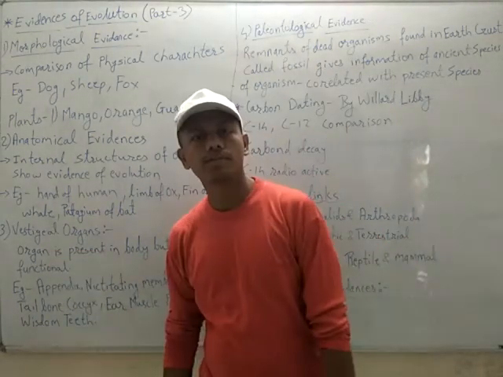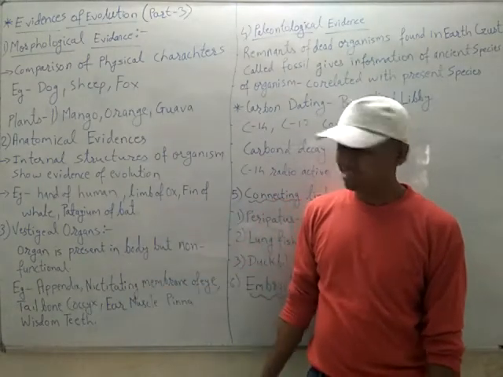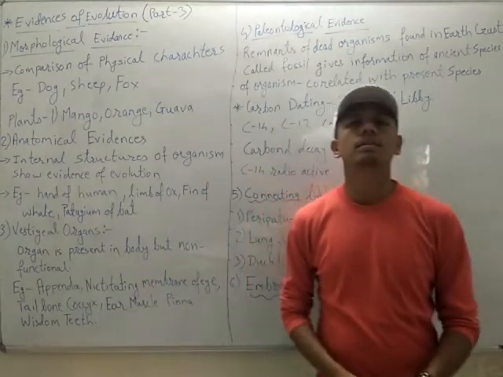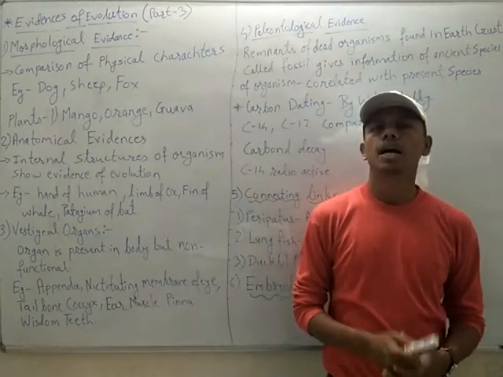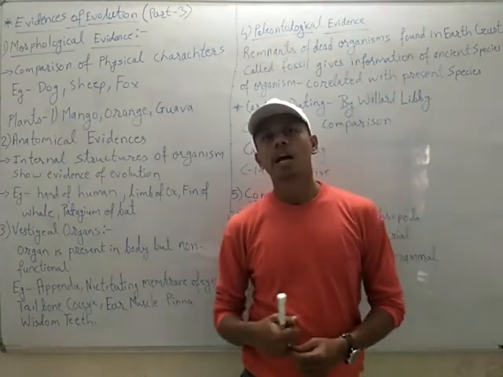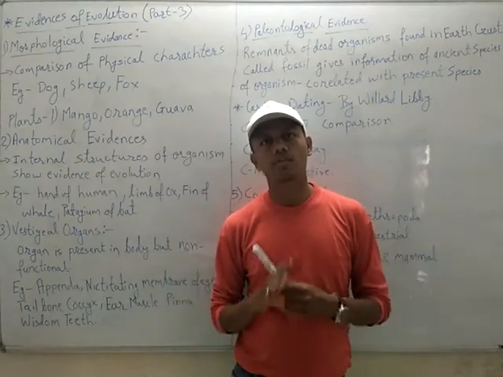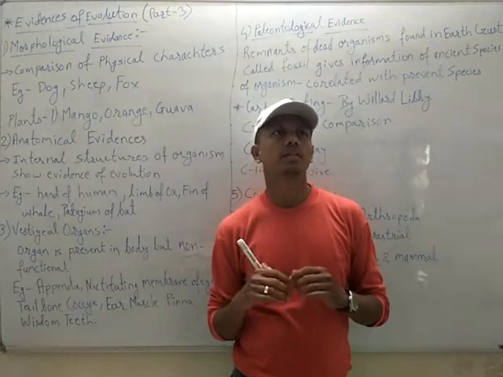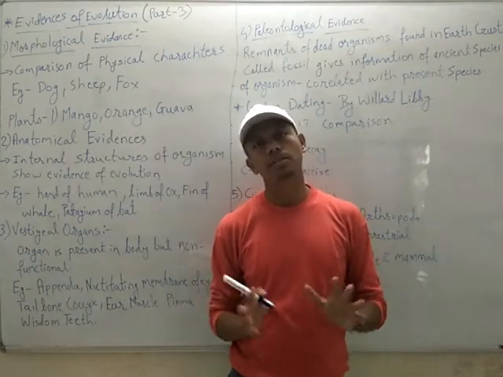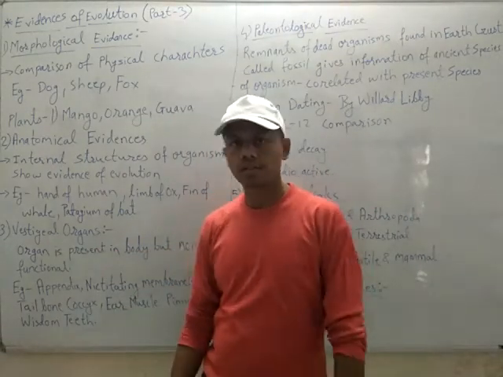Third is vestigial organ. Let me tell you what a vestigial organ is. Vestigial organs are organs present in the body of an organism, but they do not carry out any function. Means organs are still present in the body, but they cannot carry out any kind of function. They are inactive, they are dormant, they are not carrying out any function but are still present in the body. That is called a vestigial organ, a non-functional organ.